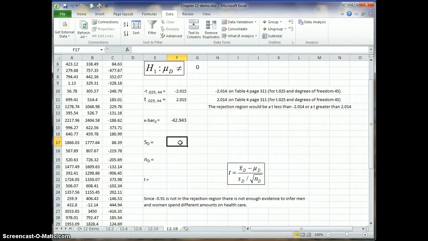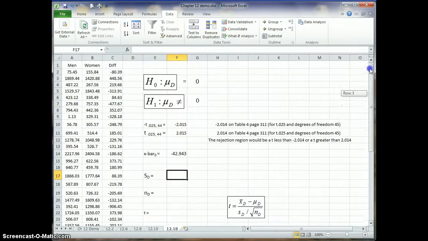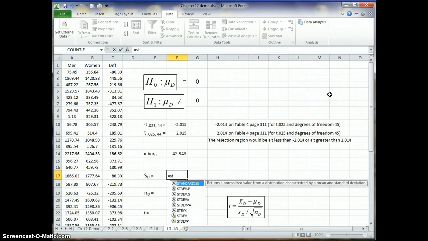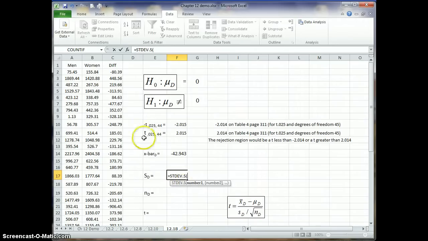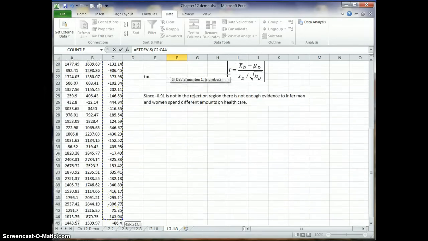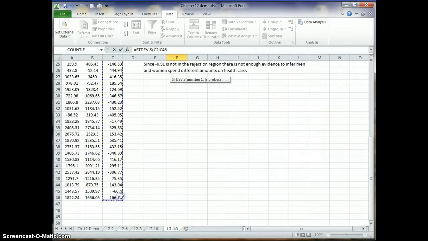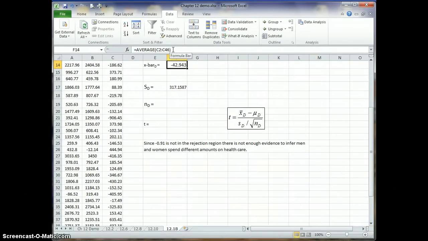Then we're going to do the standard deviation of the difference. So equal to ST, it's the standard deviation of the sample here. And again, I'm just going to click and drag. Go back up here, close the parentheses, and that gives us 317.1586. The n for the difference is the 45.